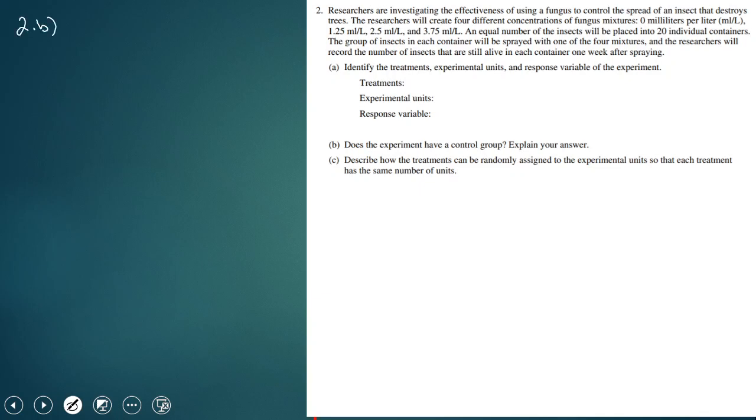2b. Does the experiment have a control group? Explain your answer. Well, it doesn't explicitly say that there is a control group, but indeed there is. Now, this was a fairly obvious question. If you caught it, we have a 0 milliliter per liter mixture. So we're doing nothing to those sets. And so, yes, there is a control group, because the container is sprayed with a 0 milliliter.